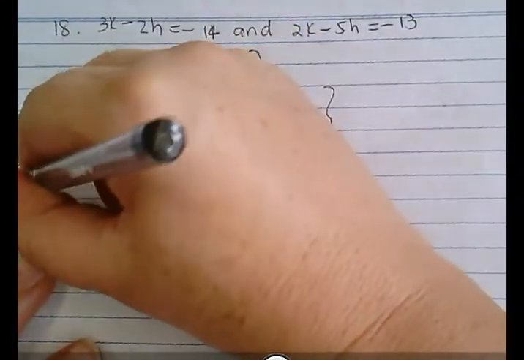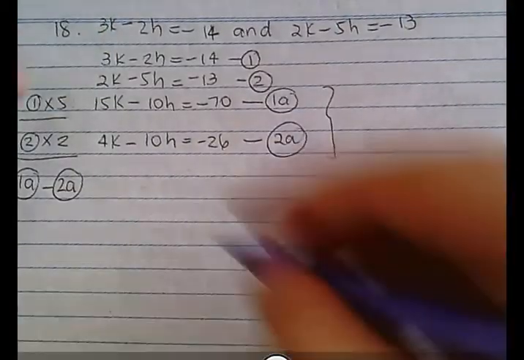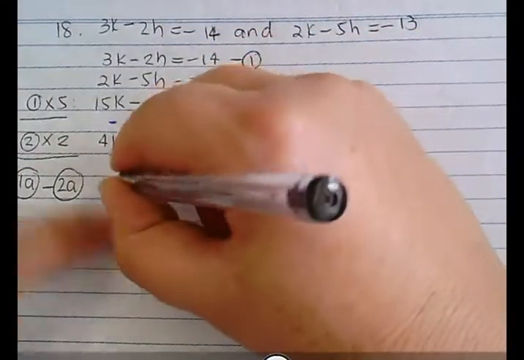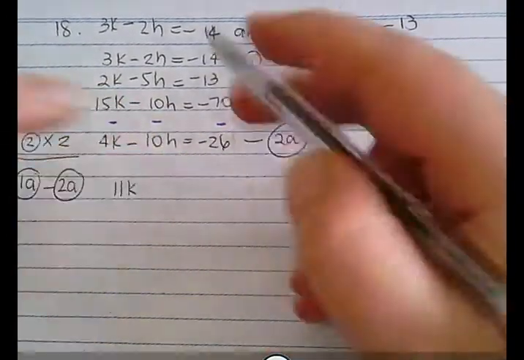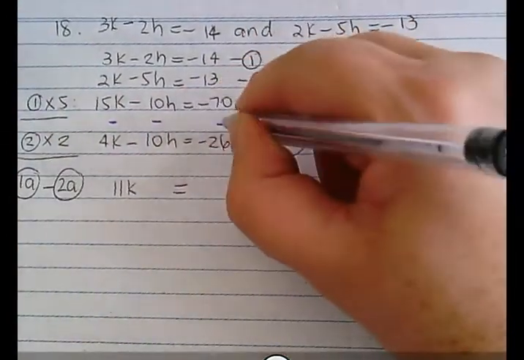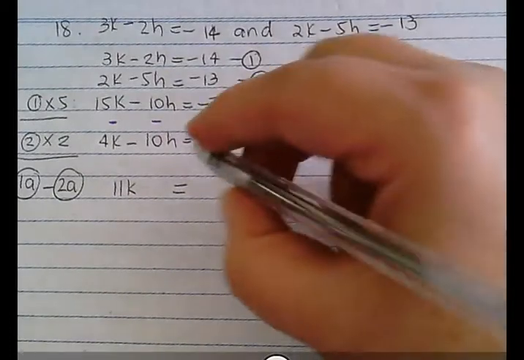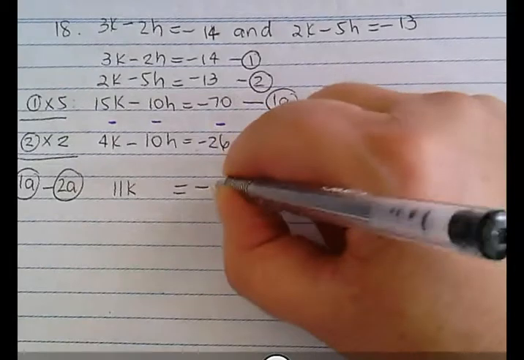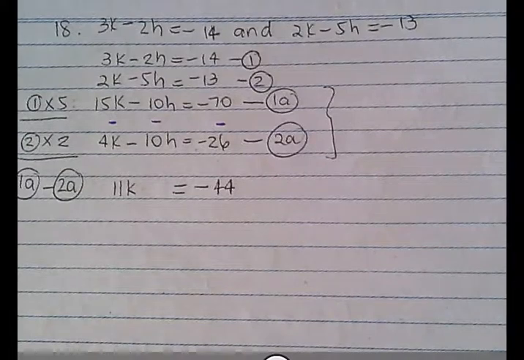So we're going to go equation 1a minus equation 2a. Now, what I like to do when I'm doing it, I like to put minus, put them in there, especially if there's lots of negatives around. So 15k take away 4k is 11k. Negative 10 take away negative 10, isn't that 0? And negative 70 take away negative 26 is negative 70 plus 26, which is negative 44.